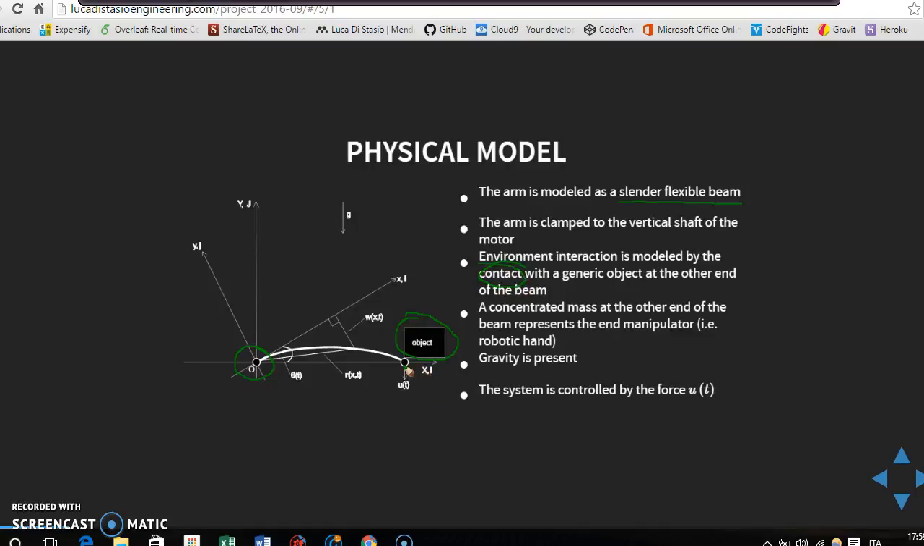Now, to model the presence of a hand, of a robotic hand, or some kind of manipulator at the end of the arm, we add a concentrated mass, M. We are gonna later on go through the symbols. And the system is controlled by a force U of T acting on the tip mass at the end of the arm. And furthermore, gravity G is present.